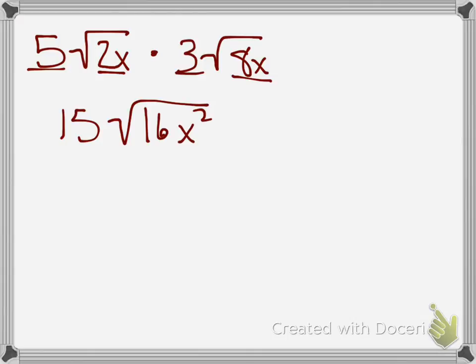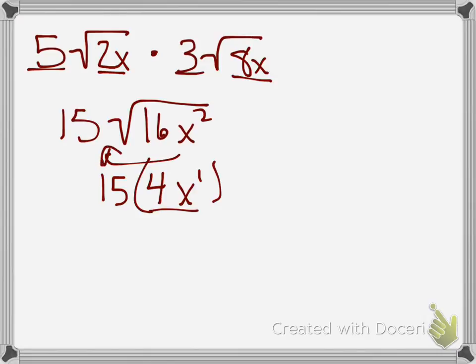That works out a little bit easier, because look, I can know the square root of 16 is 4. And x squared, the square root of x squared would be just x, because 2 divided by 2 is 1. Okay? That would have to multiply the 15, because that right there has gone out of the radical. There was nothing left that didn't divide out, so I'm done. And so 15 times 4 is 60x.